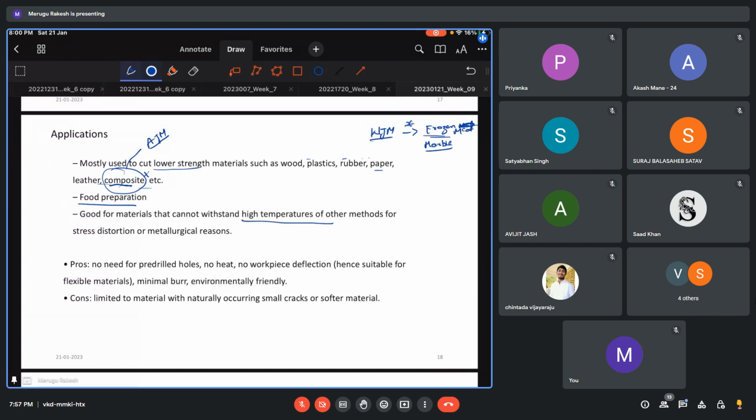Which cannot withstand high temperatures, unlike other metals, because of stress distortion and medical reasons. The best example for this third option is the composite, in which the operating range is very low. 150 degrees, I can say that epoxy can withstand some 300 degrees Celsius, not more than this. Then comes the pros and cons. No need for pre-drilled holes, no heat, no workpiece deflection, minimal environmental friendly.